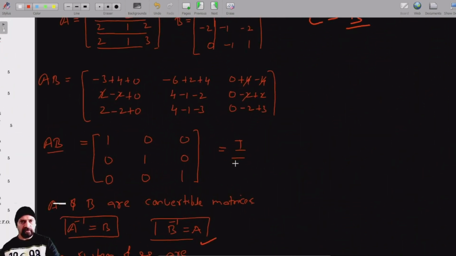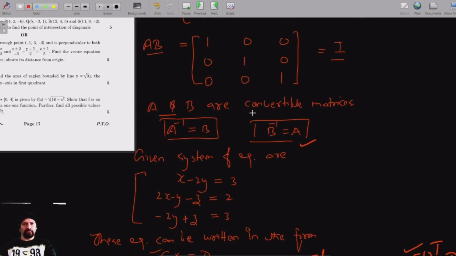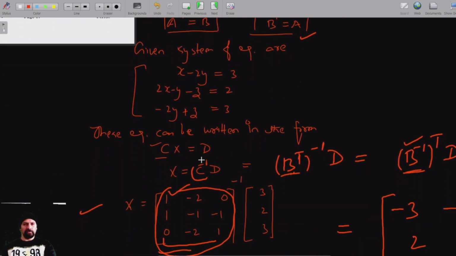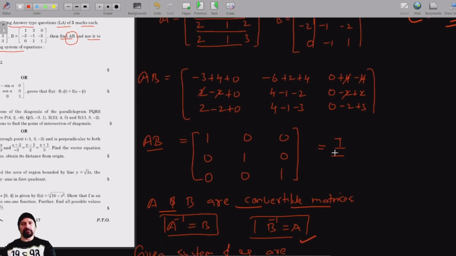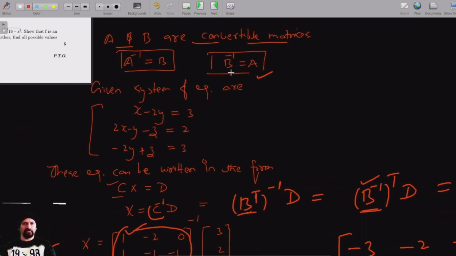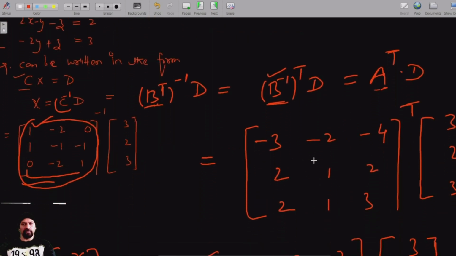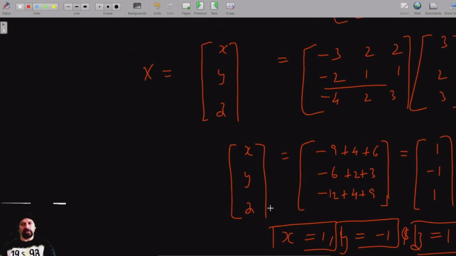And that's how we use the product to show that the matrices are invertible and A inverse is equal to B, B inverse is equal to A. Now these equations, write them in the matrix form, which gives me X is equal to C inverse D, and C is actually the transpose of B. So instead of C, it's B transpose, and B transpose inverse is B inverse transpose, so B inverse is A. So A transpose into D: write down A transpose and multiply it with D, which will give us the values of X, Y, and Z.